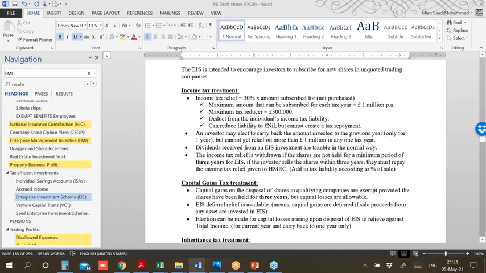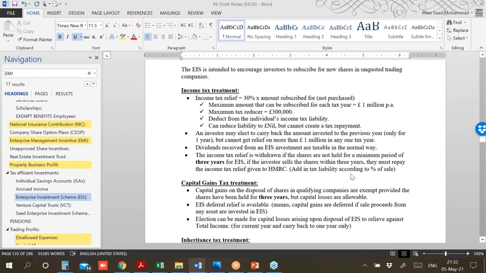So guys, I remember that in the question, Dee told me that she's unsure how long she will hold the shares. So I'll be specifically telling her that you have to hold the shares for 3 years if you invest in EIS. Otherwise, the relief must be paid back to HMRC. And how will you pay back? In the following year, you will add the same amount of reducer into your tax liability.